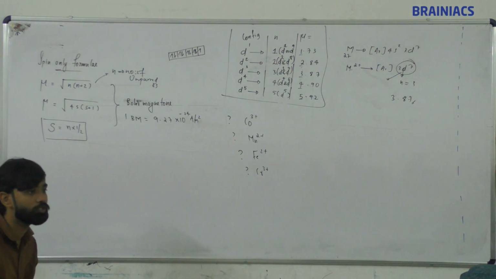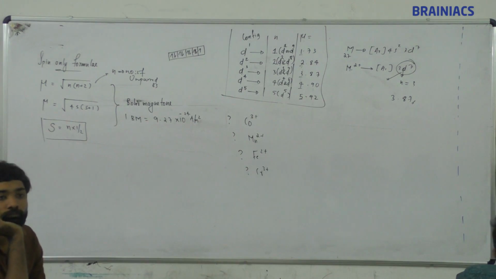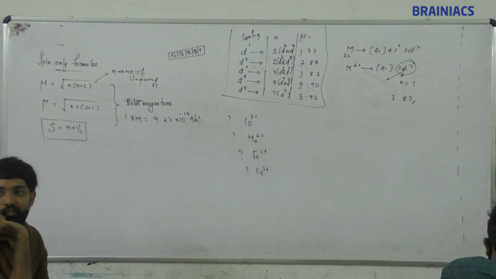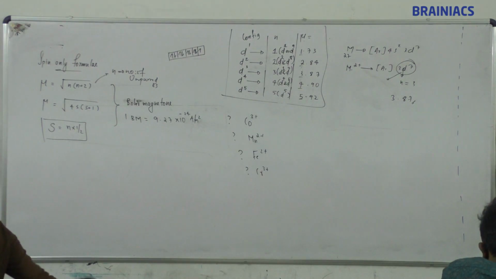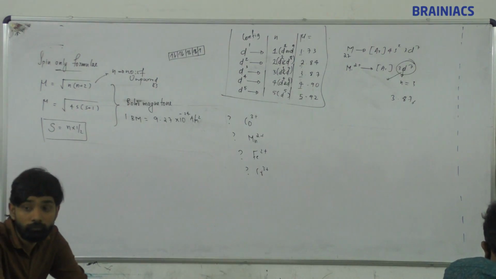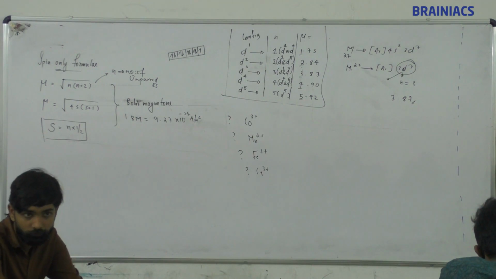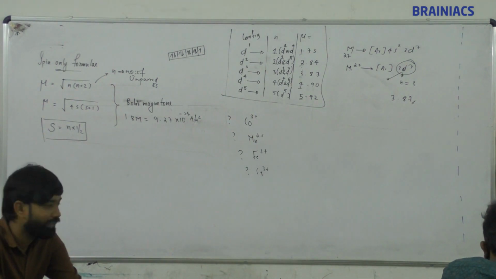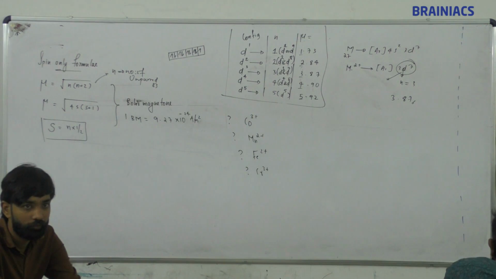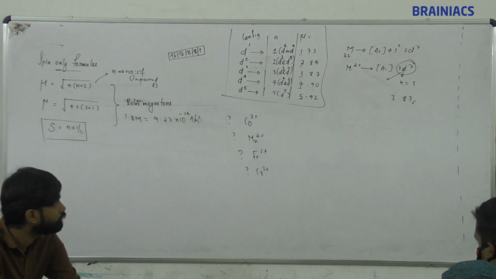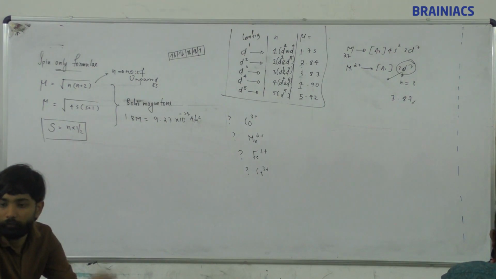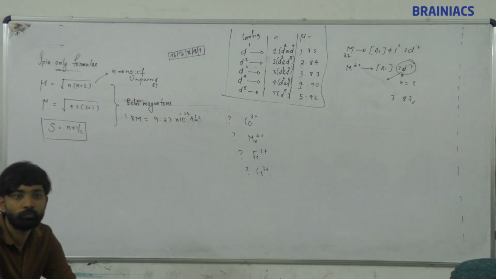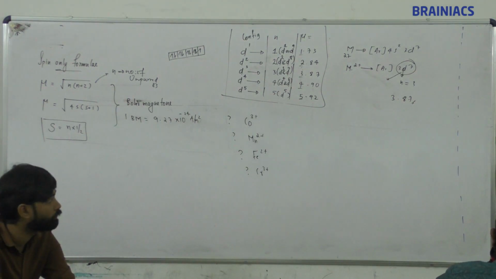First one, Co3+. Cobalt has atomic number 27, right? Co3+ means 3d6, so n is 4. Mn2+, n is 5. Okay. Fe2+, 3d6 is the configuration. 3d6 means n is 4.